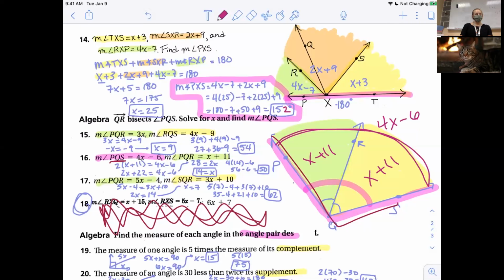Okay. Questions? How can you set measurement of QR to measurement of SQR? They're congruent. How can you tell that? So SQR is the same thing as RQS. It's just written differently. And I know because QR bisects this big angle, when it bisects it into 2 new angles, those 2 angles are congruent. Yeah, bisect means that I'm going to have some congruent things in a second. Okay.